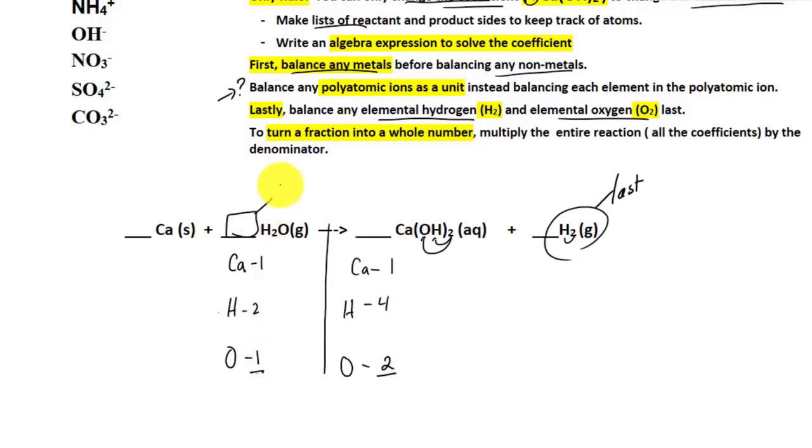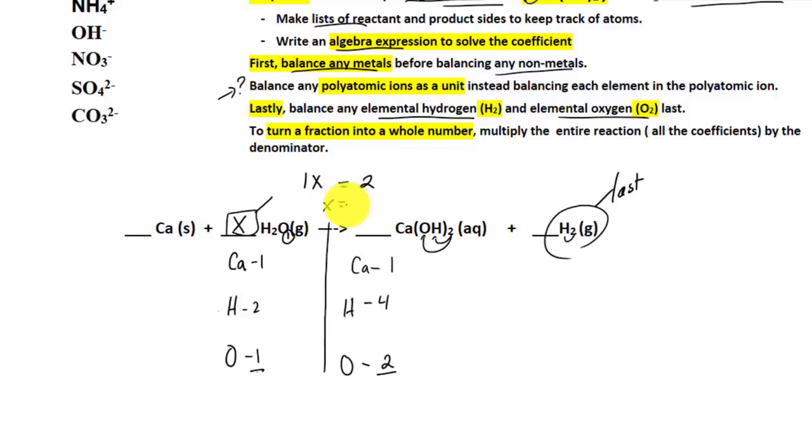So for those who struggle with math, we can set up an algebra expression to solve for the coefficient. In this case, I know it has to be equal to 2. And we can represent the coefficient with x, or a question mark, right? And if you notice right here, there's a subscript that's 1. So 1 times x will give us 2. And of course, x is going to be 2.